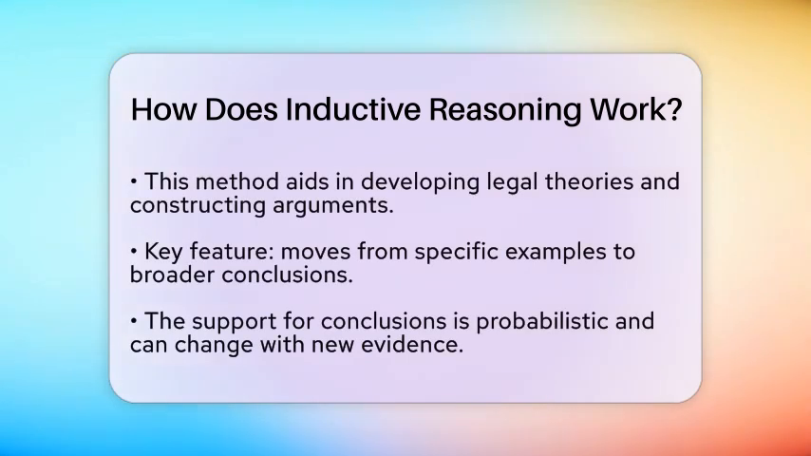Key features of inductive reasoning include moving from the particular to the general. It starts with specific examples or evidence and extends to a broader conclusion. The support for the conclusion is probabilistic, meaning it is backed by evidence but not guaranteed. New evidence can strengthen, weaken, or even overturn the conclusion.